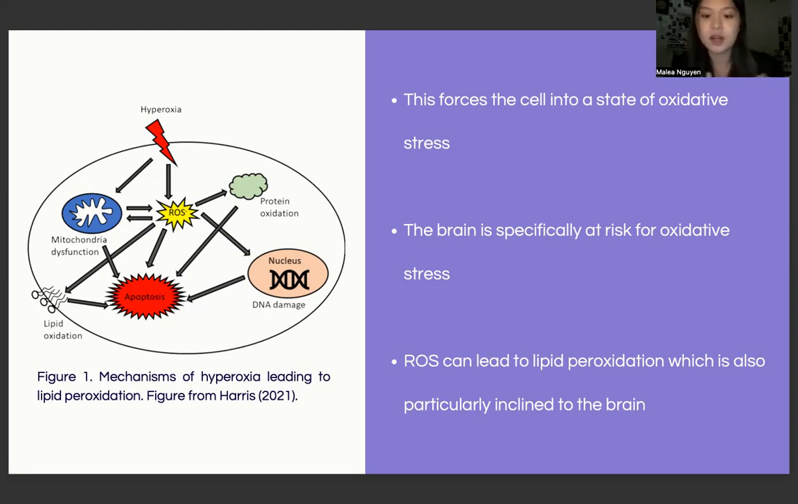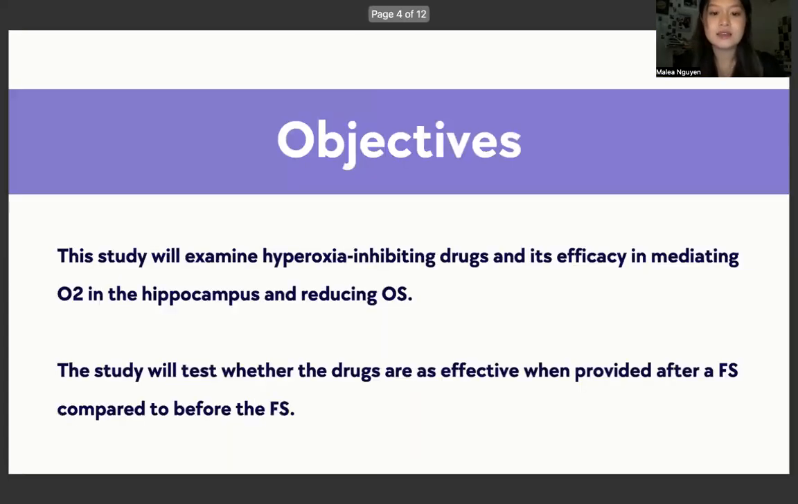As demonstrated by this figure, reactive oxygen species can lead to lipid peroxidation, which is also particularly inclined in the brain due to the high fat content of glial cells and myelin. Due to oxidative stress, neonatal hyperoxia can lead to difficulties in memory recognition in adulthood. This brings me to the objectives of my research, in which the study will examine hyperoxia inhibiting drugs and its efficacy in mediating oxygen in the hippocampus and reducing oxidative stress.